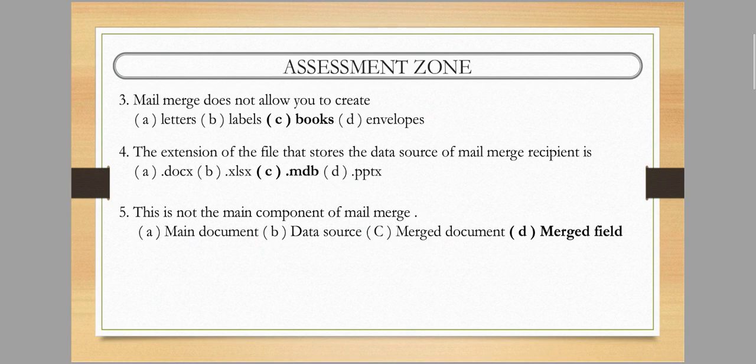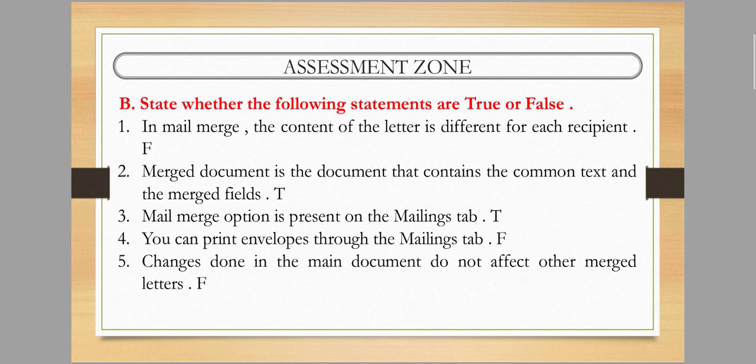So these are the 5 MCQs from this chapter. Next is true or false. In mail merge the content of the letters is different for each recipient. This statement is false. We all know that the main document is the same. Next, the merge document is the document that contains the common text and the merge fields. So this is true.